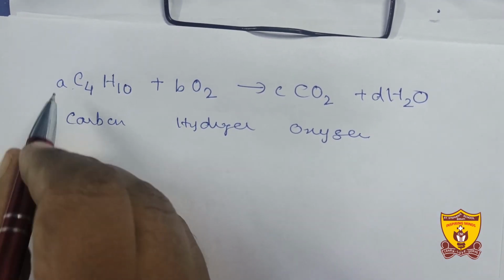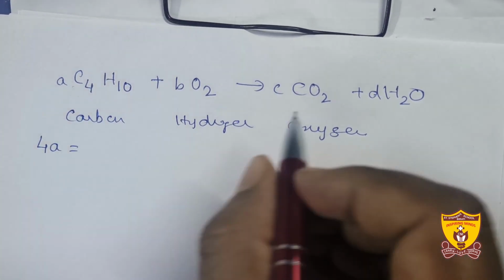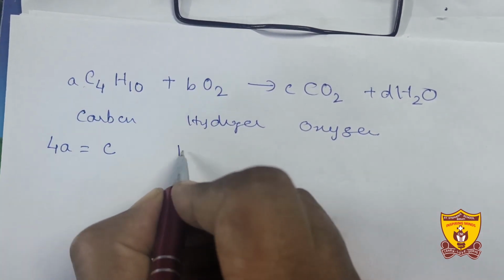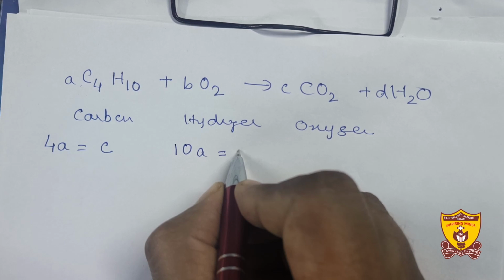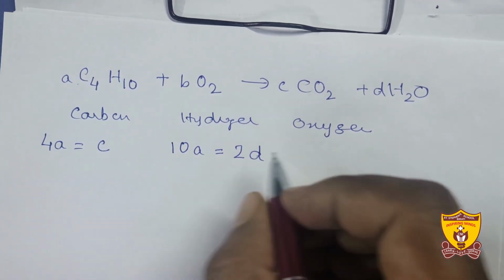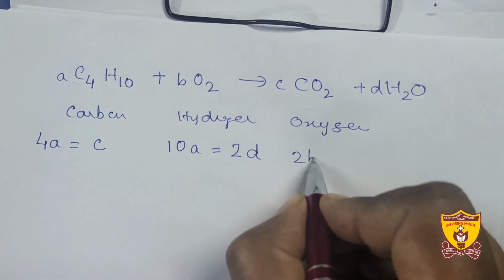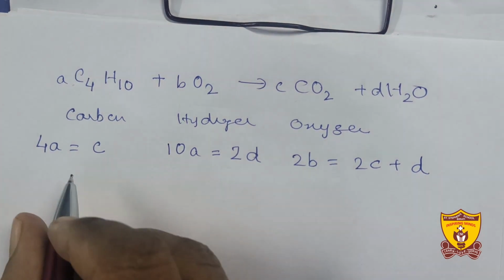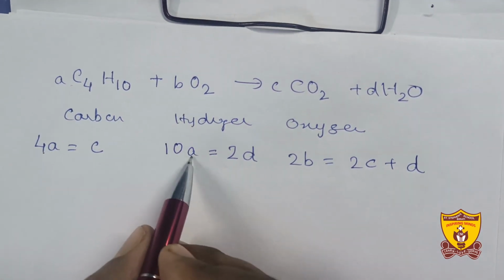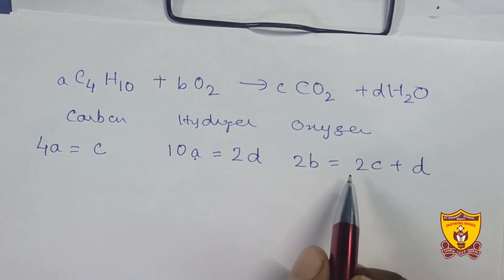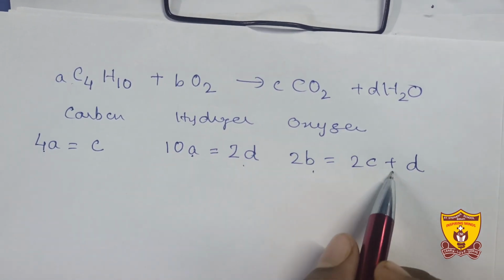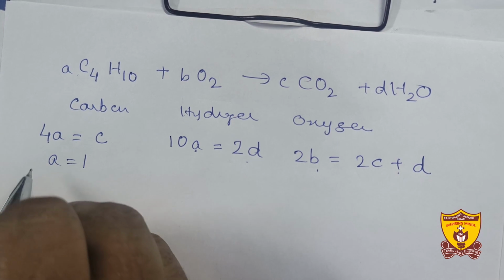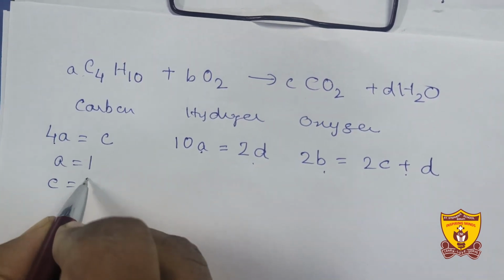So if I see the carbon on the left hand side, 4A is equal to, on the right side it is C. For hydrogen it is 10A is equal to 2D. And for oxygen it is 2B is equal to 2C plus D. Now I find A comes twice, B comes once and D comes twice. So I take A is equal to 1. I just put A equal to 1 in the equation. So C is equal to 4.